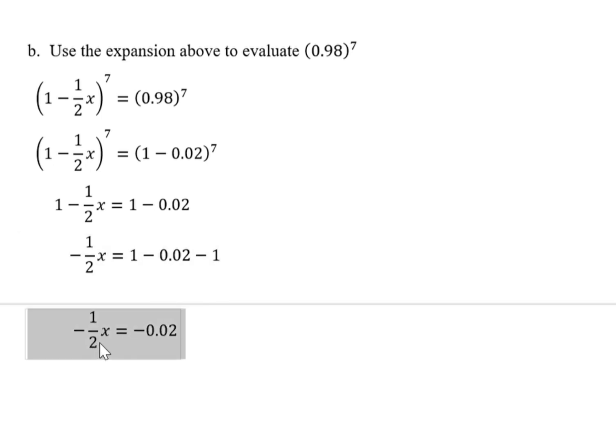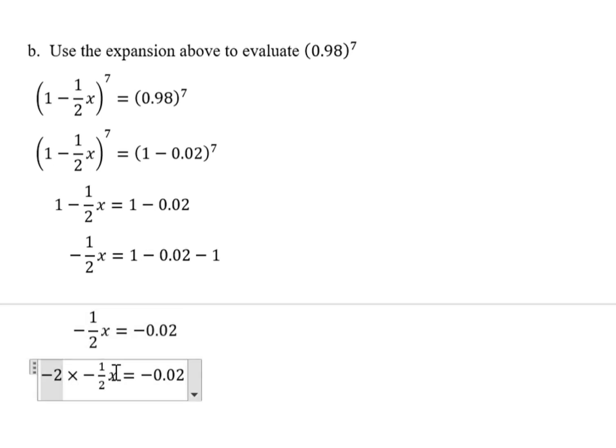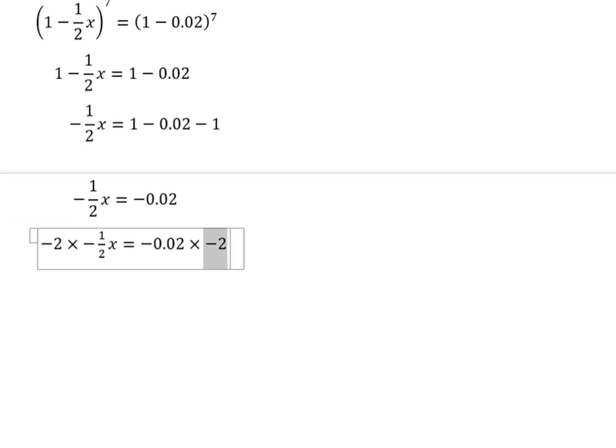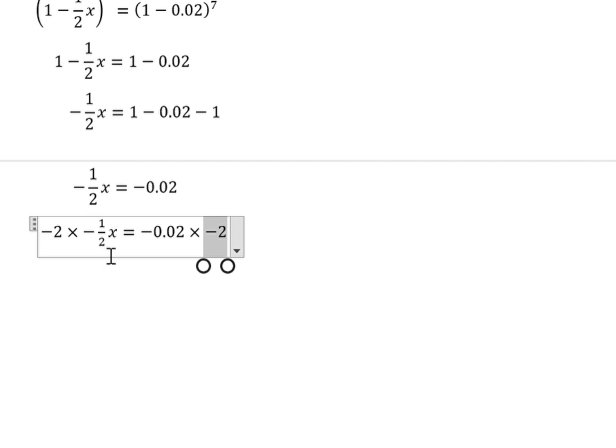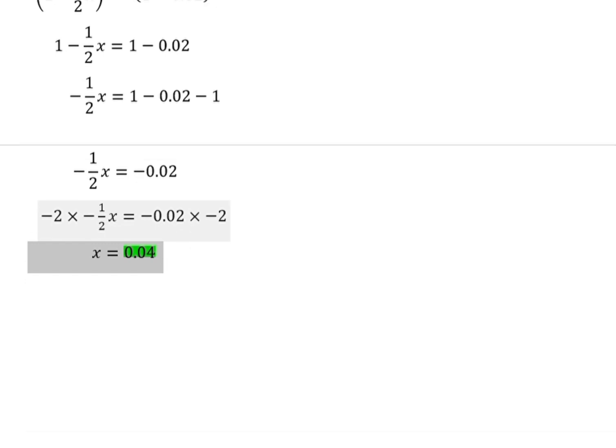We want x. How do you manage that? Multiply both sides by negative 2. If we do that, we shall have like that, and then the other side by negative 2 also, and that gives us this and this cancel, a negative and a negative. When you multiply them, they give a positive, so that becomes x being equal to 0.04. X is equal to 0.04.